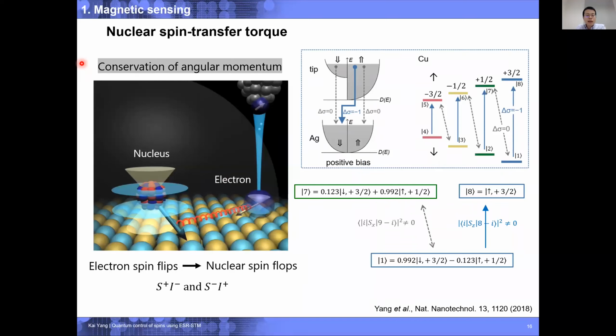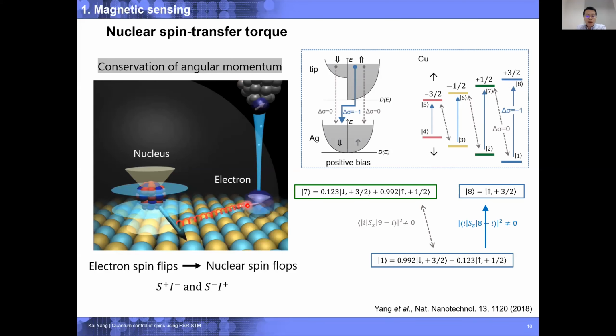To understand this current-induced nuclear spin polarization, we proposed a model which basically consists of 2 steps. In the first step, the spin polarized current first polarizes the copper electronic spin by spin flip transitions in the STM junction. This process corresponds to the pumping of the populations from these 4 lower levels into the 4 upper levels, as indicated by the 4 blue arrows.